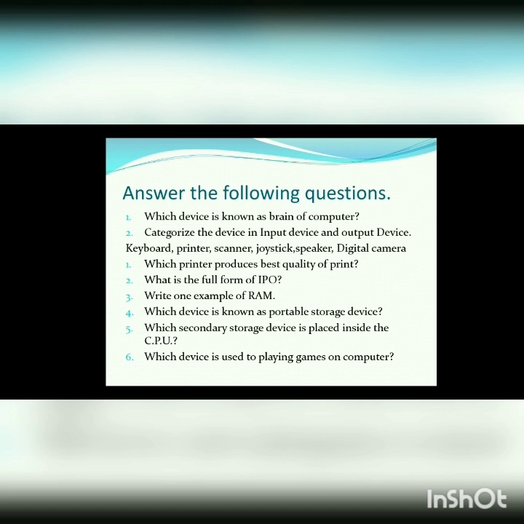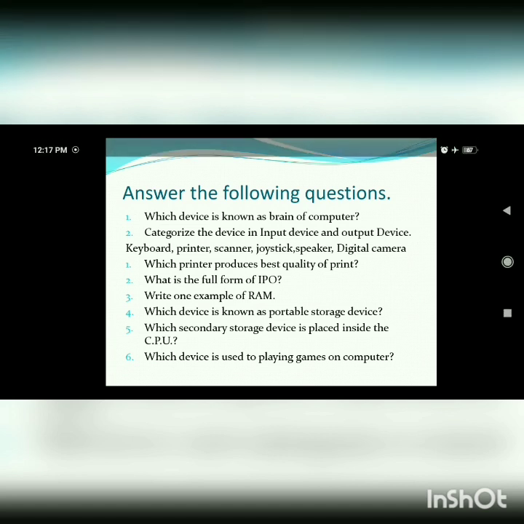Which device is known as portable storage device? And one more question related to the storage device, secondary storage device, that is, which device is placed inside the CPU, secondary storage? And one more question, which device is used to play games on computer?